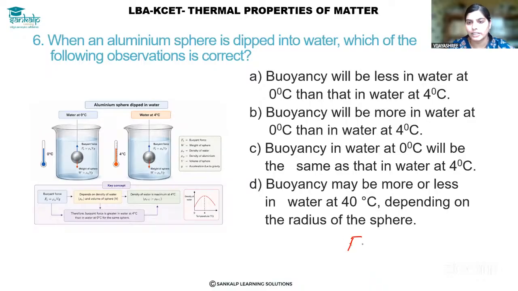Buoyant force FB is equal to rho into V into g. Rho means what? Density of the water. V means what? Volume of the sphere. G means what? Acceleration due to gravity. Let me repeat: FB means buoyant force, rho is the density of water, V is the volume of the sphere, and g is the acceleration due to gravity.